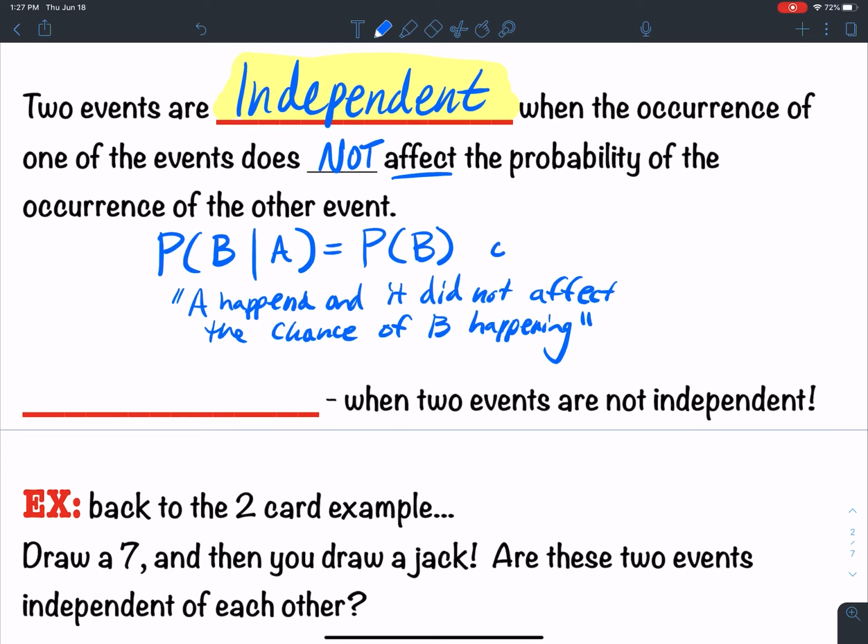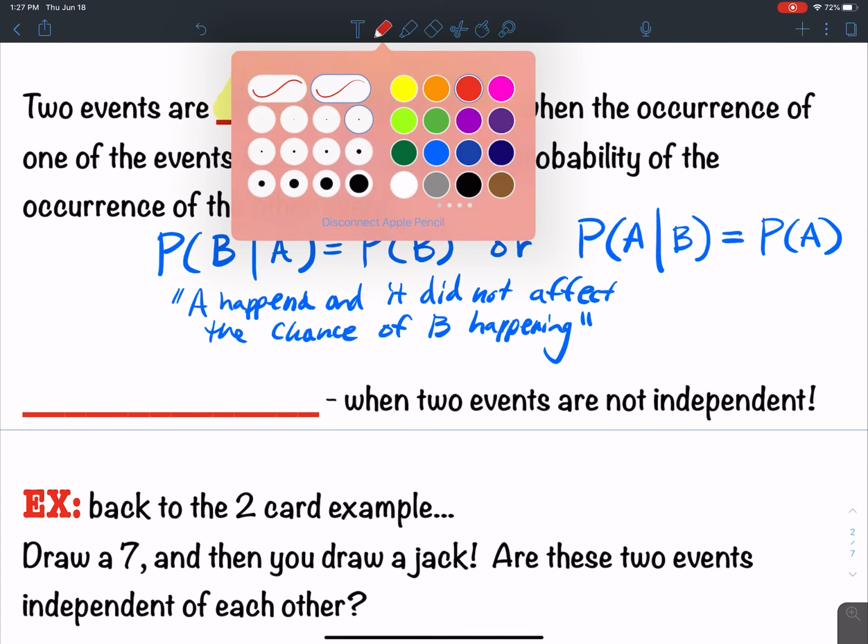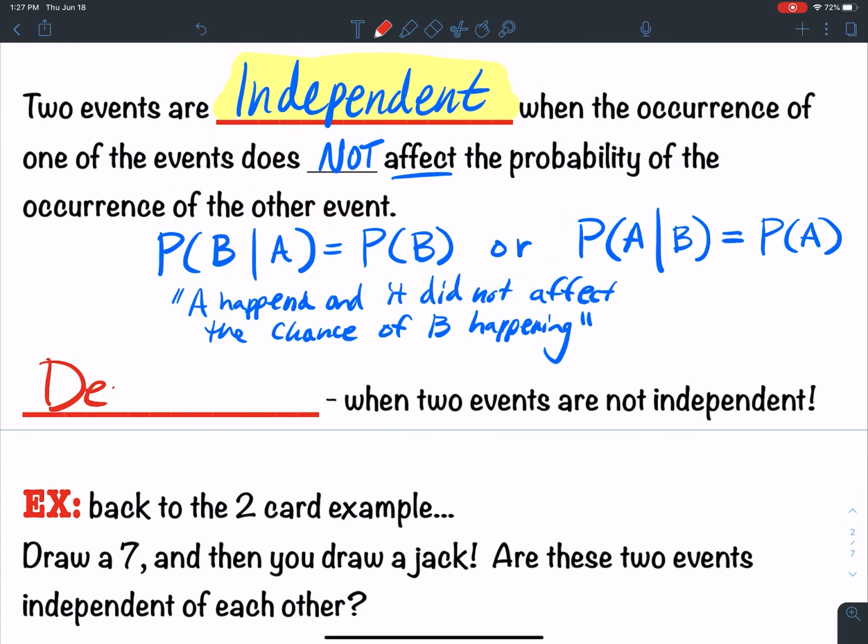Now this also works if I take the probability of A happening given B just happened, and this is the same as the probability of just A happening itself. So if either one of those two things is true, that shows us that A and B are independent. Now the opposite of being independent is dependent. Dependent is when two events are not independent.